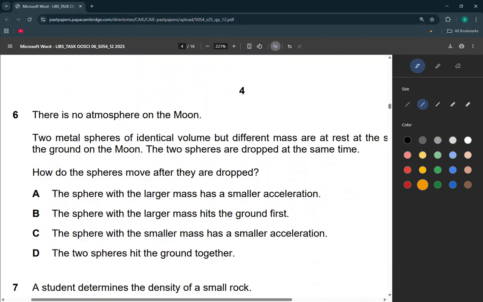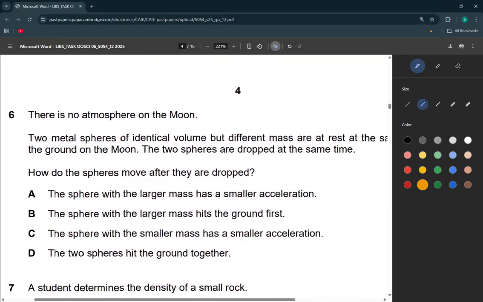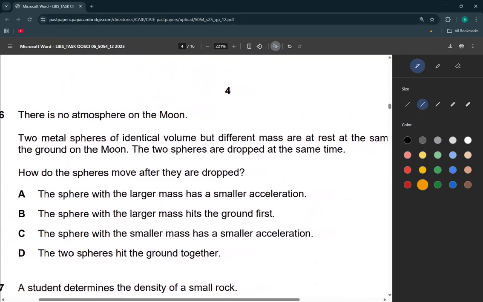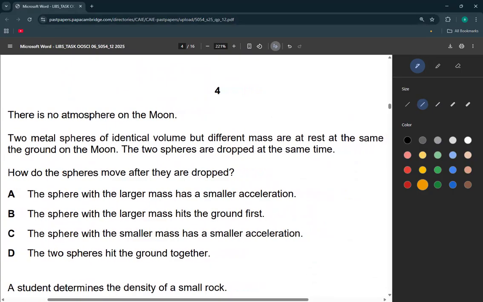Question number 6. There is no atmosphere on the moon. Okay. Two metal spheres of identical volume but different mass are at rest at the same height above the ground on the moon. The two spheres are dropped at the same time. How do these spheres move after they are dropped? So basically, we have to understand one thing here. What does it mean by no atmosphere on the moon?